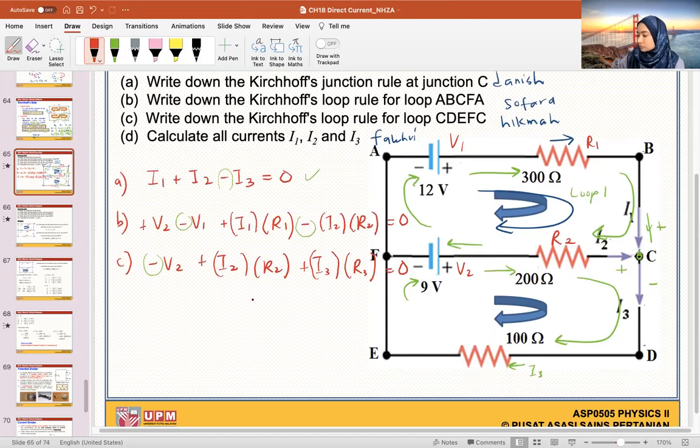Fakri there? Yes, doctor. So how would you write? For I1 first, right? For I1.